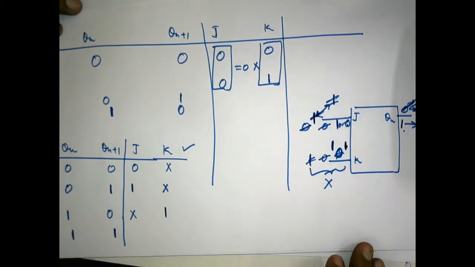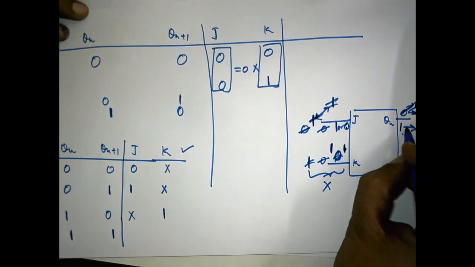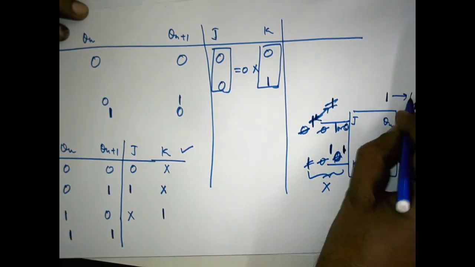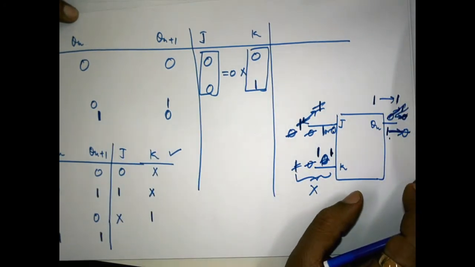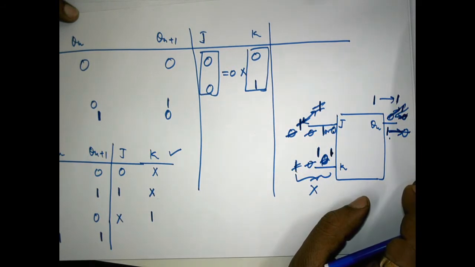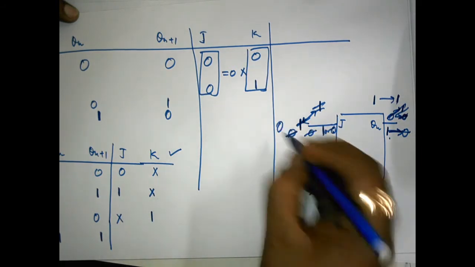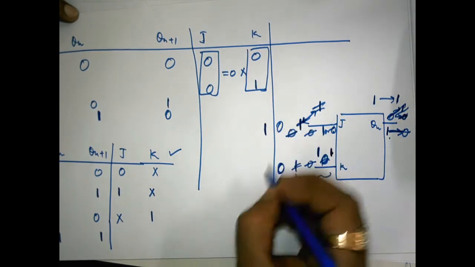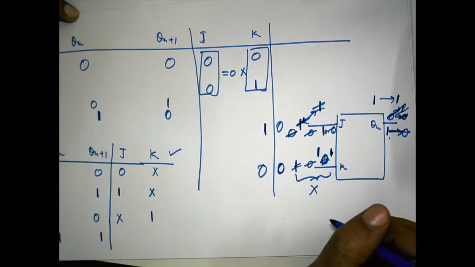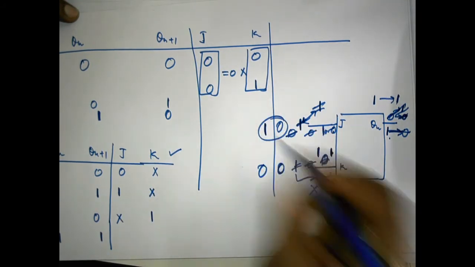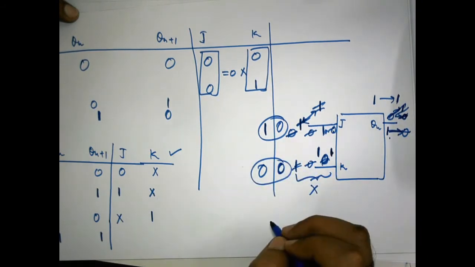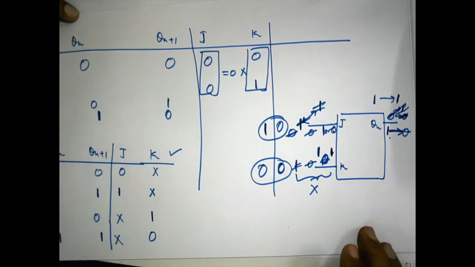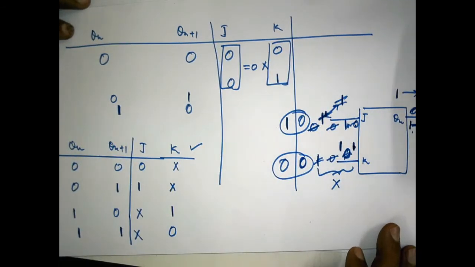Now suppose 1 was there and we are willing to make it 1 in the next state. Then what should be applied at the input? It is a no change situation. So 0 0 will do the required job, and 1 0 will also do the required job. Getting my point? So don't care at J and 0 at K are the desired inputs to make this change. Okay.